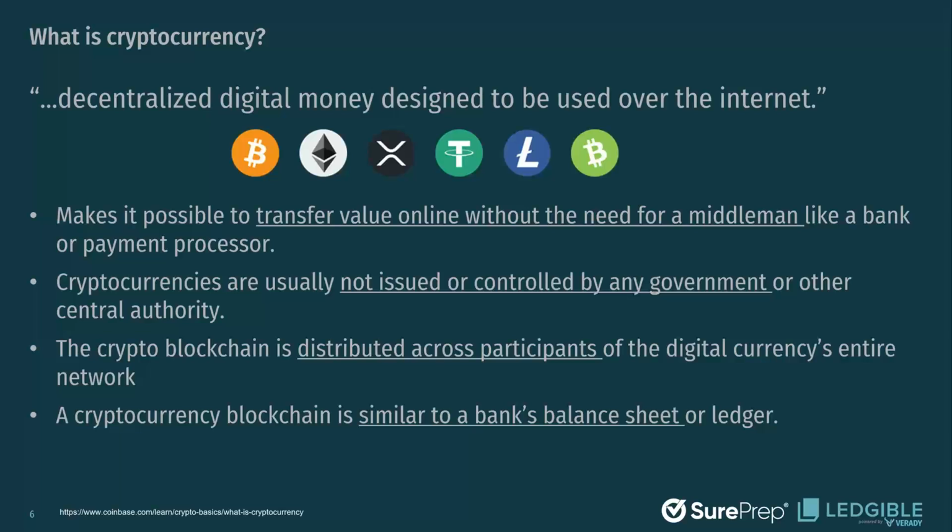So let's just start off with the very basics. What is a cryptocurrency? One of the good definitions I've seen is it's a decentralized digital money designed to be used over the internet. I've also heard somebody describe it as if gold and the internet had a baby. A couple different types that you may have heard of: Bitcoin and Ethereum are definitely the big two of the major ones, but there's also Litecoin, Bitcoin Cash, and thousands of other cryptocurrencies.